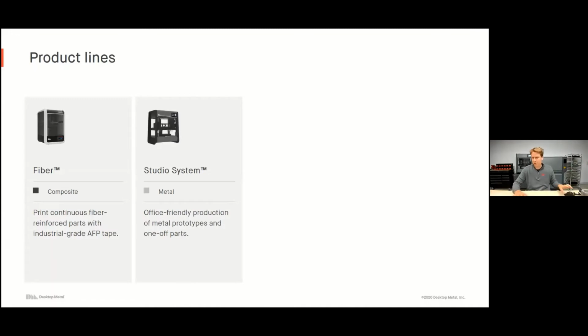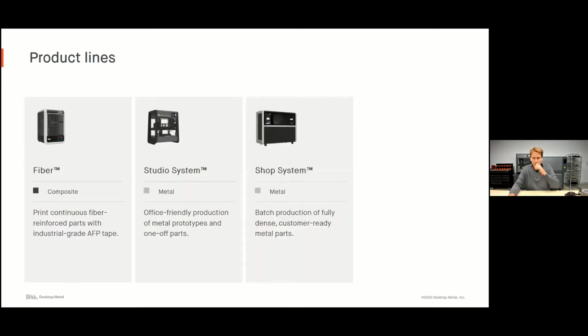Then you have the studio system. That's really the printer that I have behind me. That's great for your office-friendly production of metal prototypes, one-off parts. I have a bunch of them with me here today. Again, we'll look at tons of examples. We'll talk about how each of these different systems work in a little bit. We have the shop system.